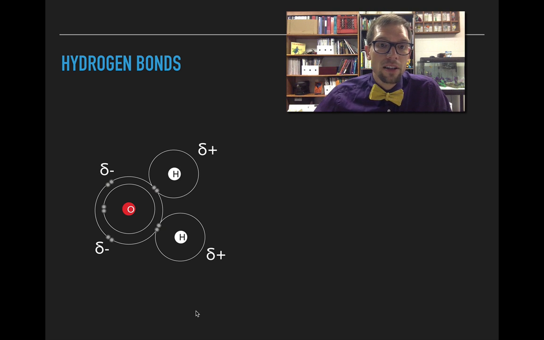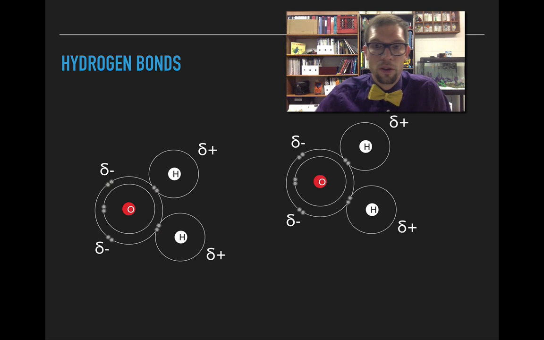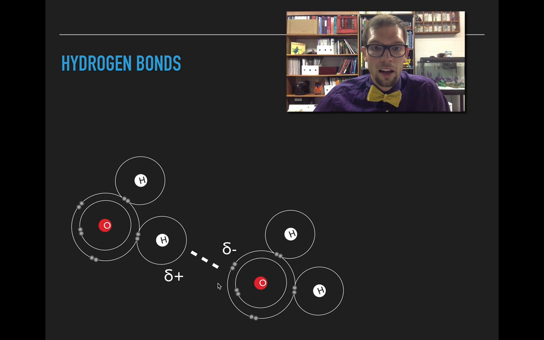Now hydrogen bonds are really a very weak interaction. So recall that oxygen here is going to be partially negative and hydrogen is going to be partially positive. So if you were to throw in another water molecule, you can see that these partial negatives can interact with the partial positives. And when you get this interaction, then you're going to have a hydrogen bond.